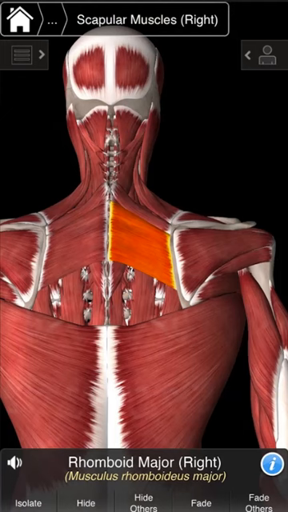All right, moving down a little bit. Then we've got our rhomboid major and rhomboid minor. The way it's laid out on the sheet, I've got rhomboid major first, so we'll take that one first, even though it's the more inferior of the two. So rhomboid major, its origin is the spinous processes of T1 through T5.